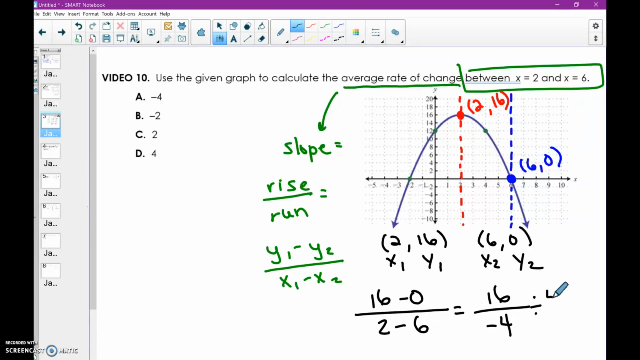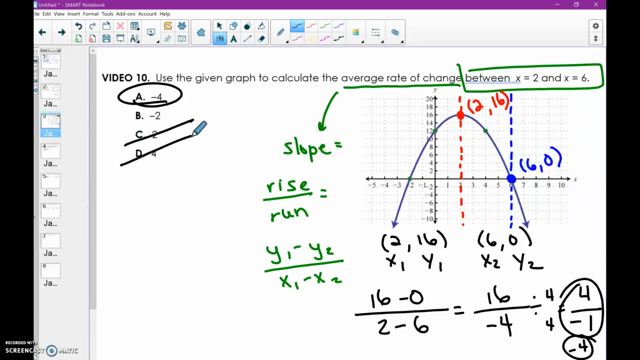I can divide both of those by 4 to simplify it. 16 divided by 4 is 4. Negative 4 divided by 4 is negative 1, which I can also divide. 4 divided by negative 1 is negative 4. So both of those are true, and if I go over here, letter A is the slope between those 2 points. By the way, quick hint, because it's going down, it's decreasing, I should automatically eliminate the positive numbers. If it's decreasing, that means a negative slope.